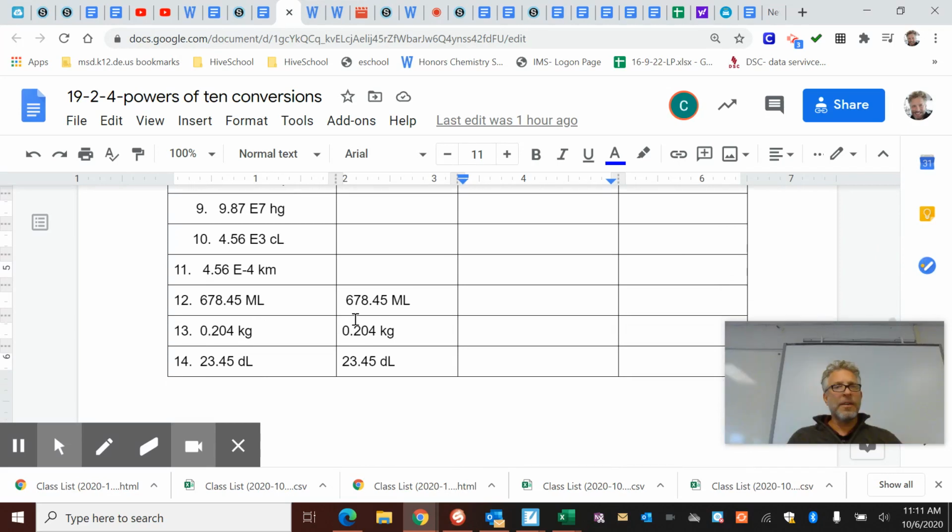And down at the bottom, I didn't have any exponents with these, so I just moved them out here, and you can convert those to base units out here to your right.